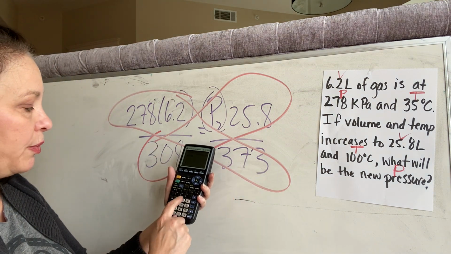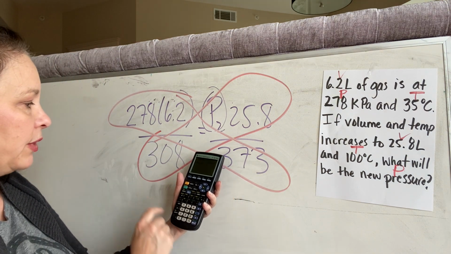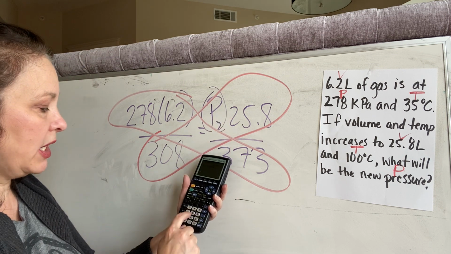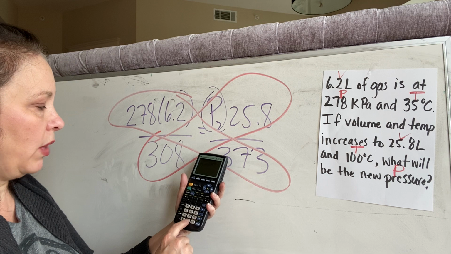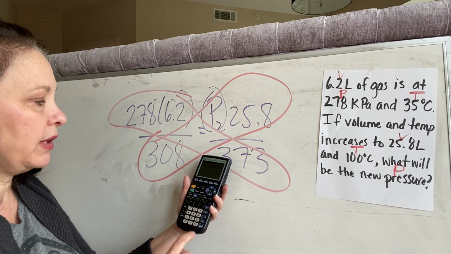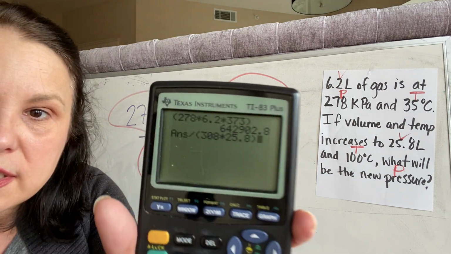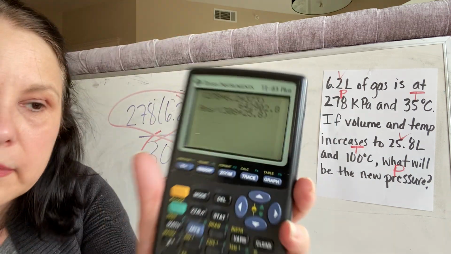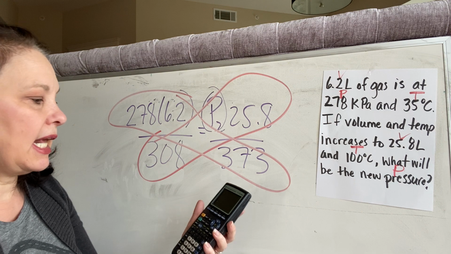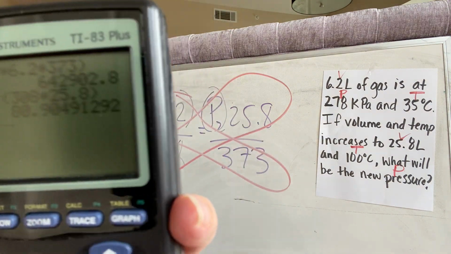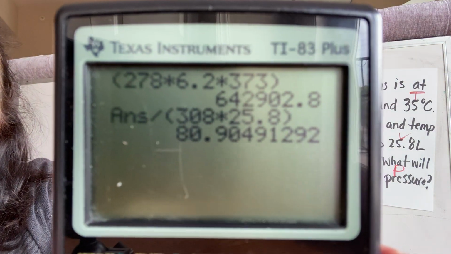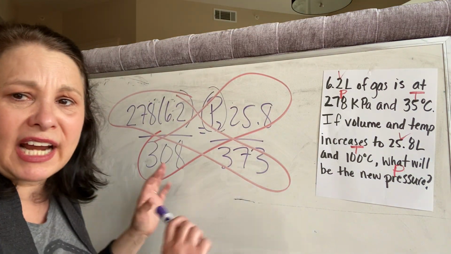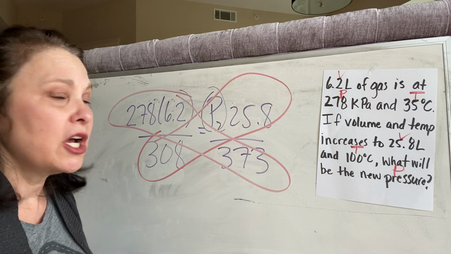So divided by parentheses 308 times 25.8. Close my parentheses so it looks just like that. Okay, equals, and I get 80.9. 80.9. And again, I didn't have to write down all of these big long numbers.